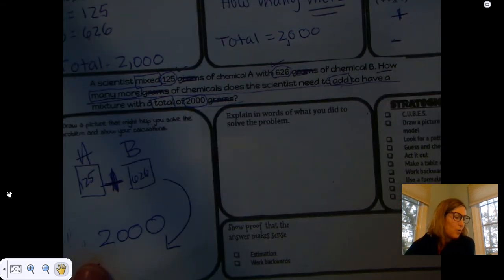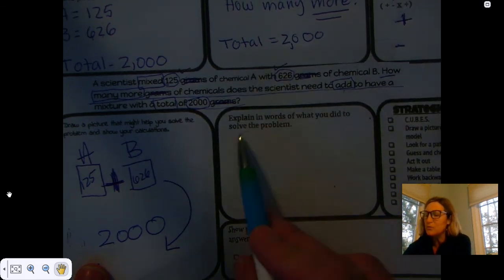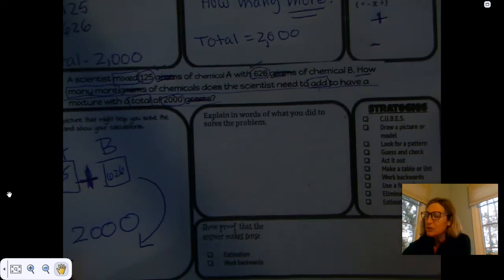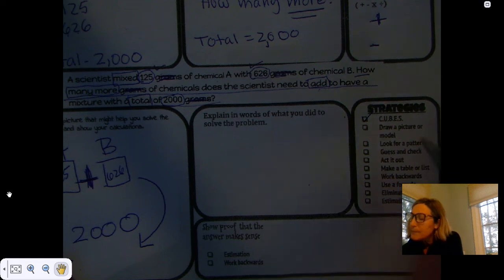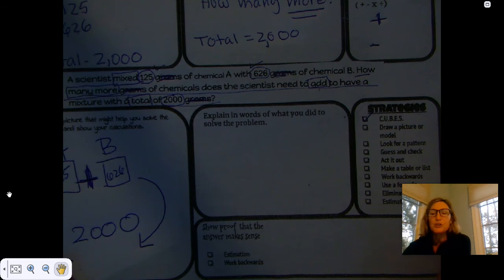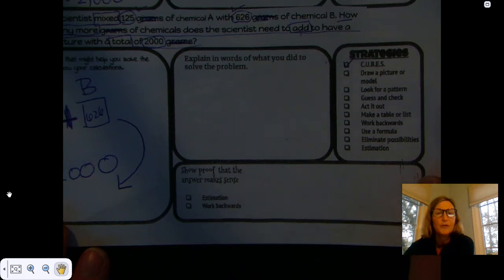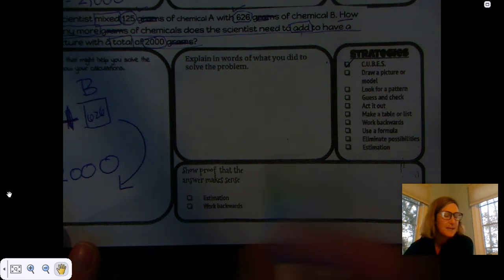All right, so what did I do? Explain in words what you did to solve the problem. We're going to come back to that one. So let's check off what we did so far. Cubes, okay? We know that we are using our CUBES strategy, so we're going to hold off on that for just a minute. Let's go ahead and look down here. We're going to actually solve the problem right down here.